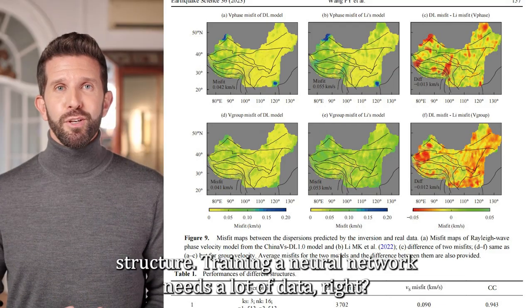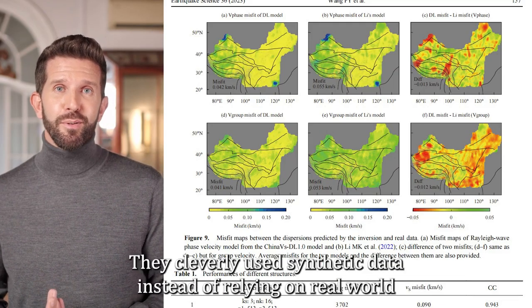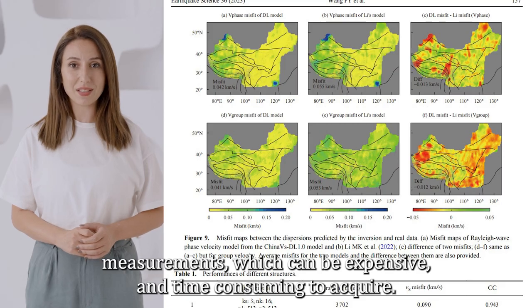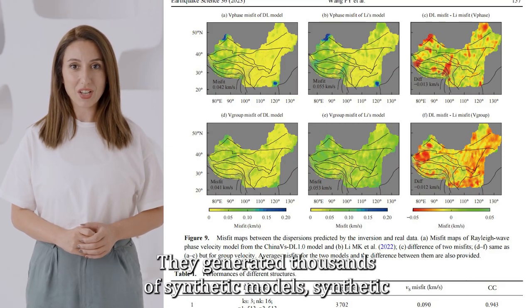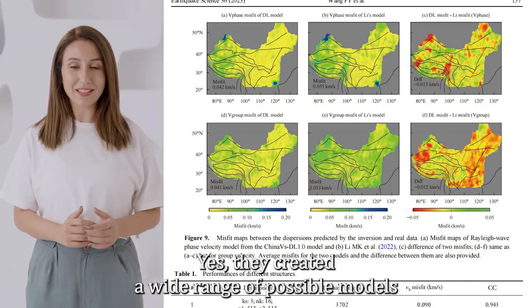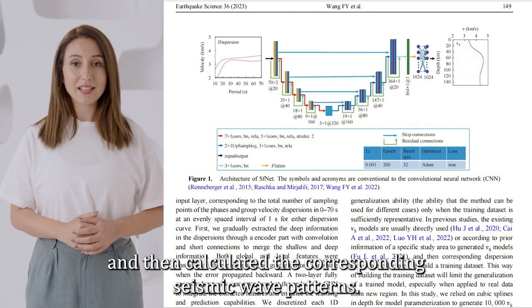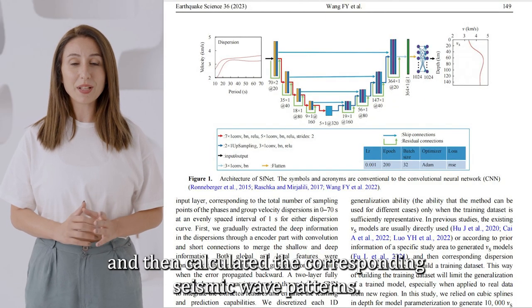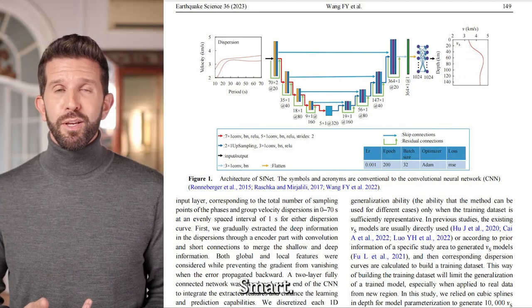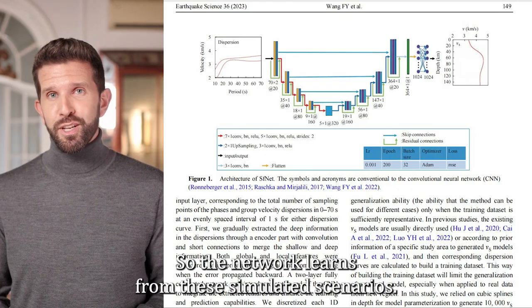Training a neural network needs a lot of data, right? How did they get that? They cleverly used synthetic data. Instead of relying on real-world measurements, which can be expensive and time-consuming to acquire, they generated thousands of synthetic models. Synthetic models, like computer-generated versions of the Earth's interior? Yes, they created a wide range of possible models and then calculated the corresponding seismic wave patterns. This created a massive training dataset. Smart. So the network learns from these simulated scenarios.